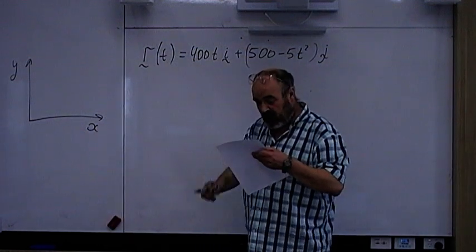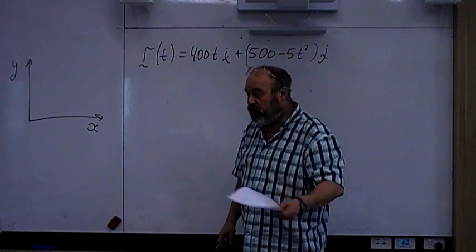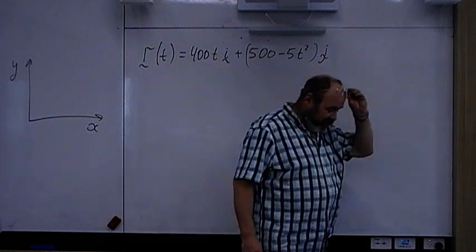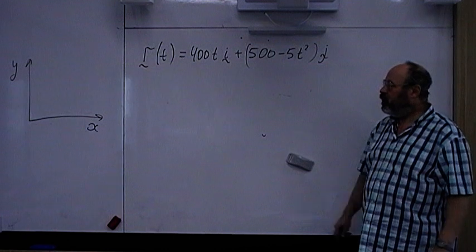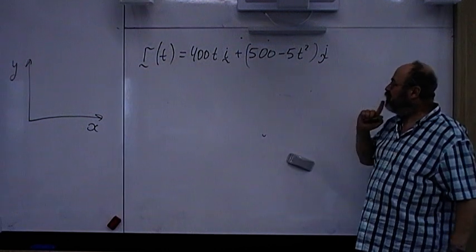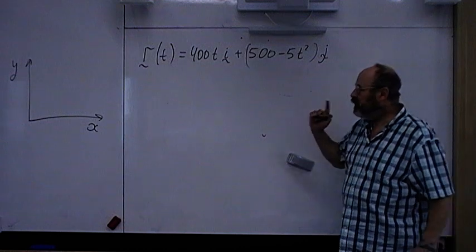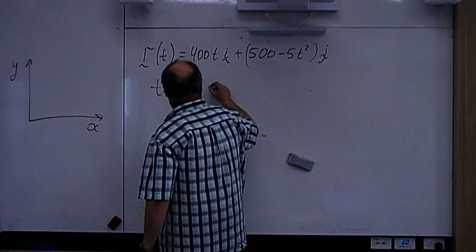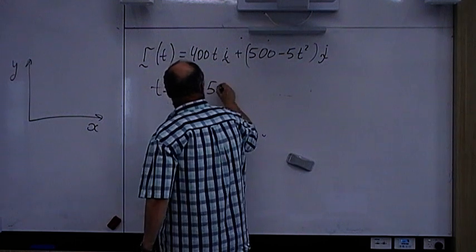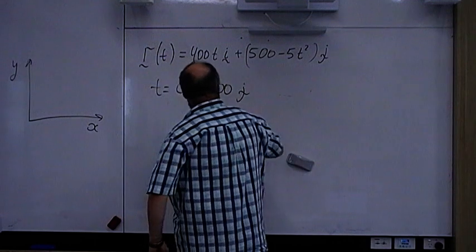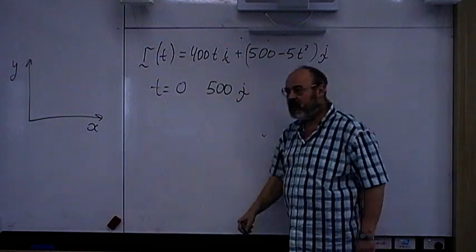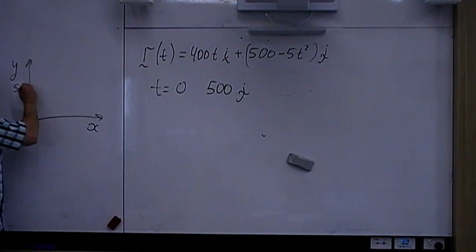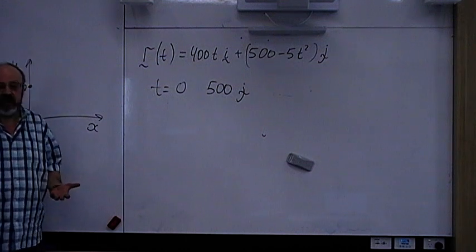First question is, how long will it take to hit the ground? When t equals 0, what is its position? Let's start from there. T equals 0, we get that the position is 500 j. So it starts here at the height 500. Does it make sense how we found its starting position? We just take time equals 0.